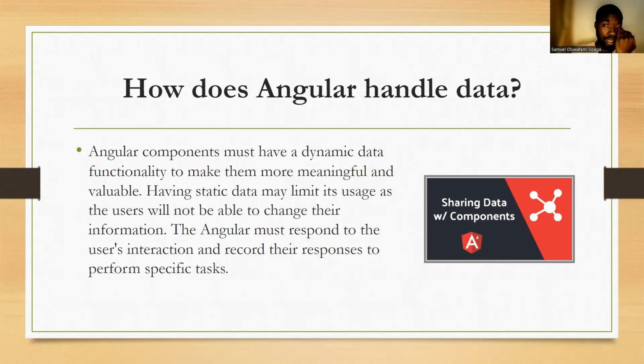How does Angular handle data? Angular is a front-end framework, and it handles data dynamically by using data binding. Angular components must have dynamic data functionality to make them more meaningful and valuable. Having static data may limit its usage, as the users will not be able to change their information. This means that in the case where something needs to change in an application and you've hard-coded it into the application, it becomes a problem when you need to change it.